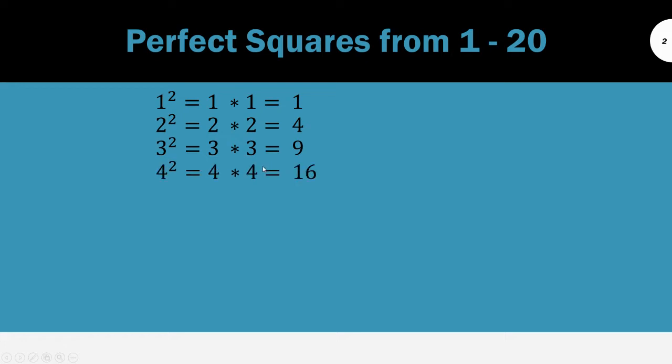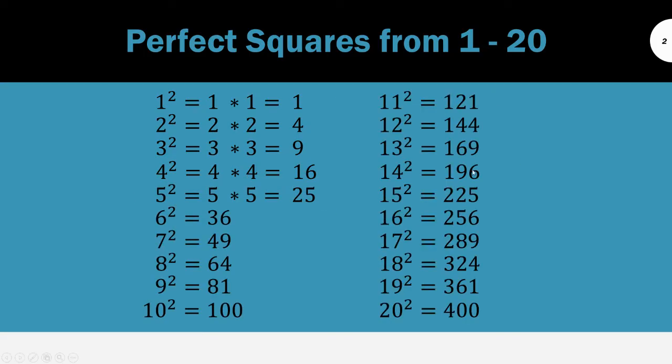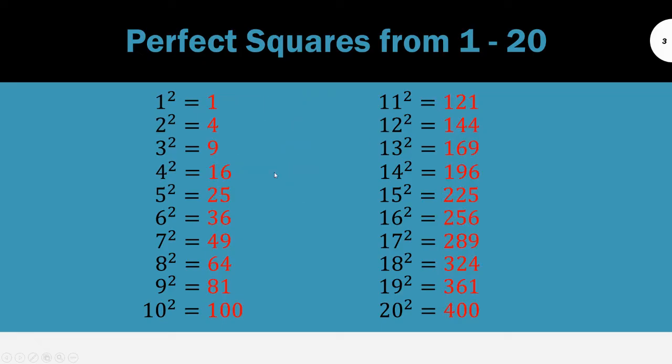And 4 squared is equal to 16. 5 squared is equal to 25, and the rest you can follow through. These red numbers are called the perfect squares. They are the perfect squares from 1 to 20.